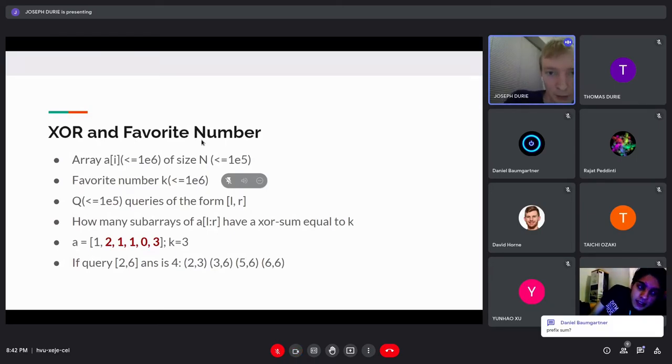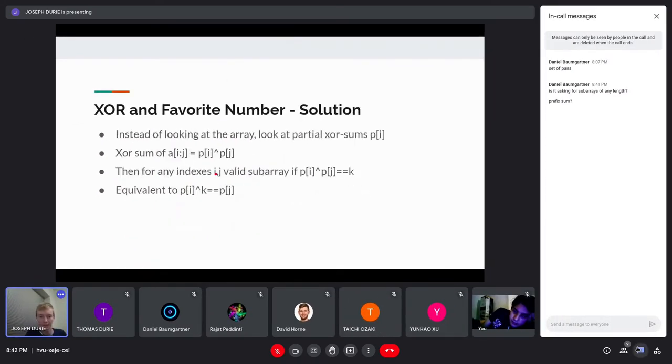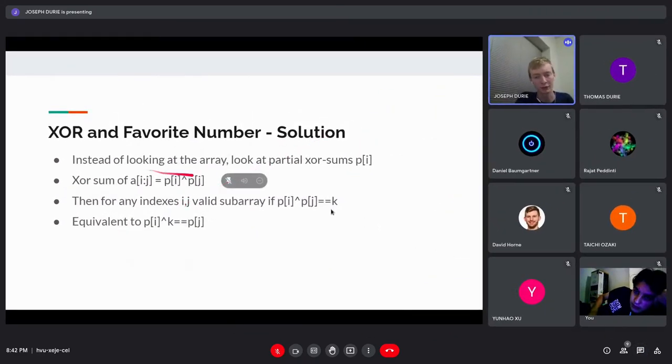Pretty much, yeah. You're going to basically do prefix XORs. So instead of looking at the array itself, we want to look at the partial XOR sums, P_i, where P_i is the XOR of everything up to i. And notice that if we want the XOR sum of a subarray from i to j, that's just going to be P_i XOR P_j.